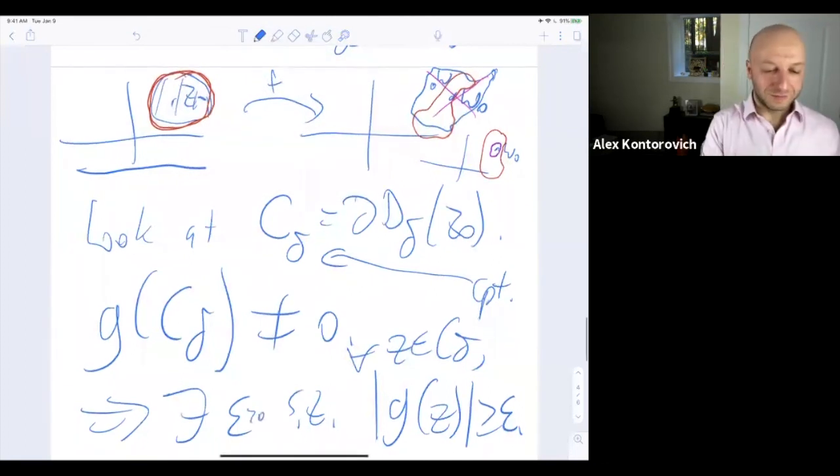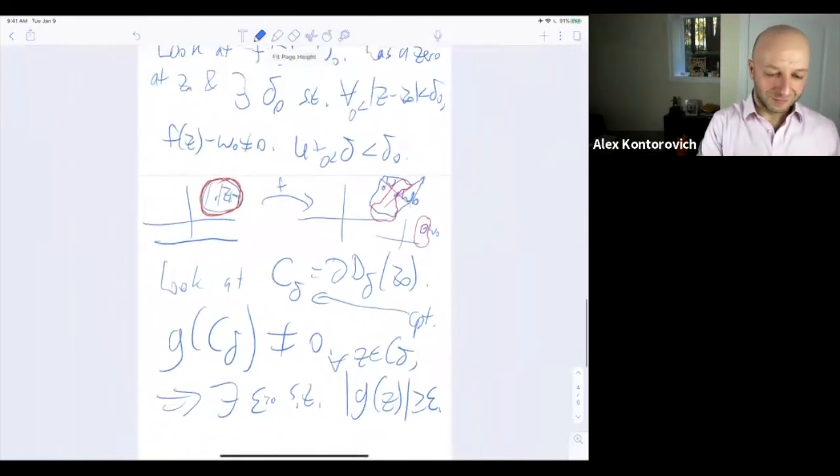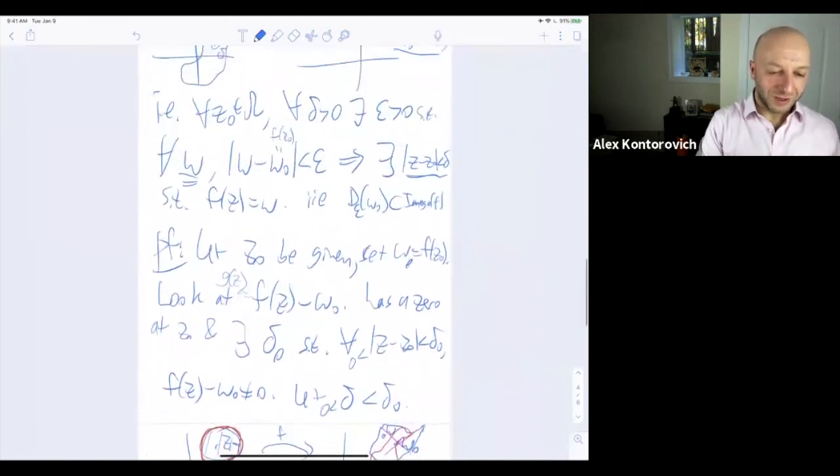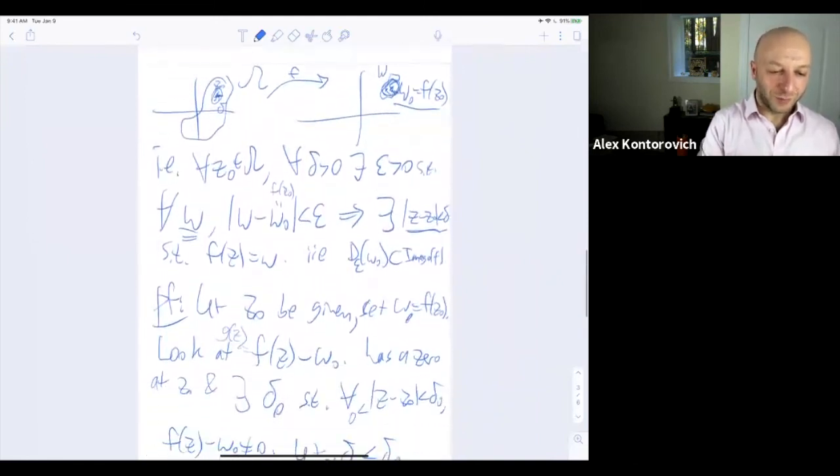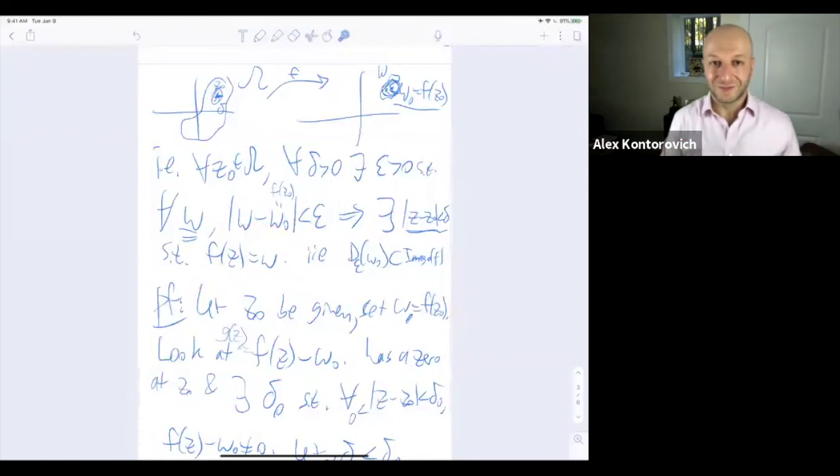So far, so good? Again, what are we trying to do? We're trying to prove the open mapping theorem. In a neighborhood of Z0, we get mapped to W0. I want to know that there's an open neighborhood. In other words, for every delta around Z0, there exists an epsilon around W0, so that for every W in this range, there exists a Z in this range, so that Z maps onto W from F. Make sense? Okay.